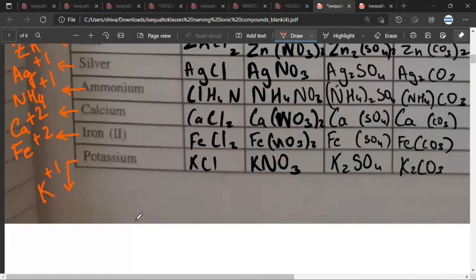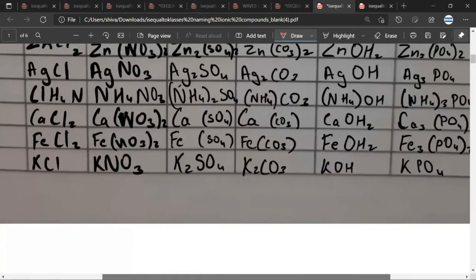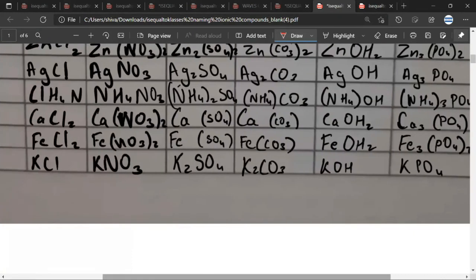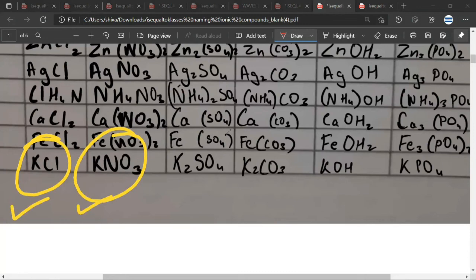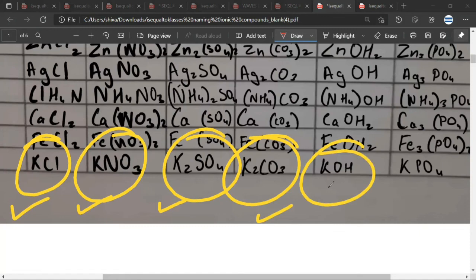And then potassium. Potassium has a valency of plus 1. Chloride has a valency of minus 1. Therefore, this is correct. This is correct. This is correct. Is this correct, Mr. Satya? Yes. Is this correct? Yes, sir. Why is this correct?